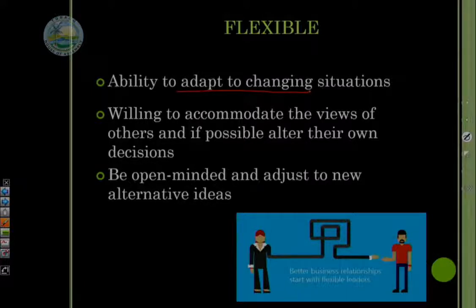Number 2, willing to accommodate views. So everybody is entitled to their own opinion, yes, and we must respect each other. So as a leader, it's important for one to voice their opinion as well as listen to others and communicate with each other, then to come up with a possible decision. And 3, be open-minded. Think out of the box. We never know what would happen, or when. All right, so flexibility, being open-minded.